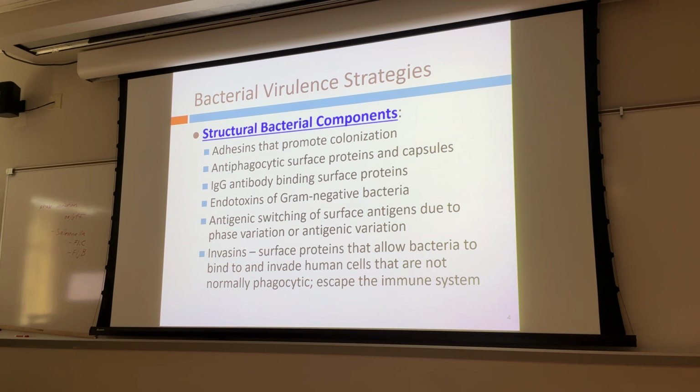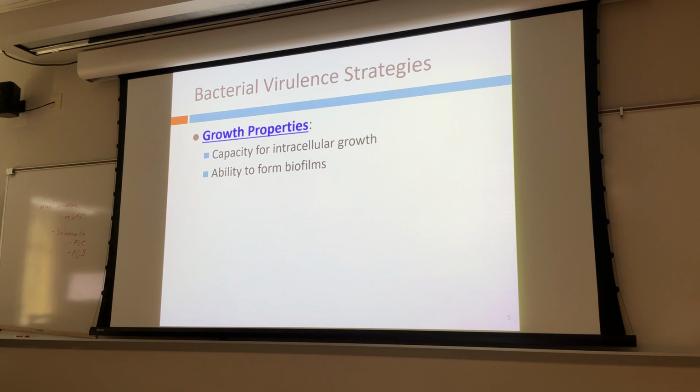Invasins, this is what it sounds like. Invasins are going to allow the bacterial cell to invade human cells that are not normally phagocytic, and escape the immune response. Some of these things we'll cover as we go through. Growth properties and capacity for intracellular growth. Some bacteria have the ability to grow inside your cells. If they're growing inside your cells, your immune system's not going to recognize it because it's inside your cells.